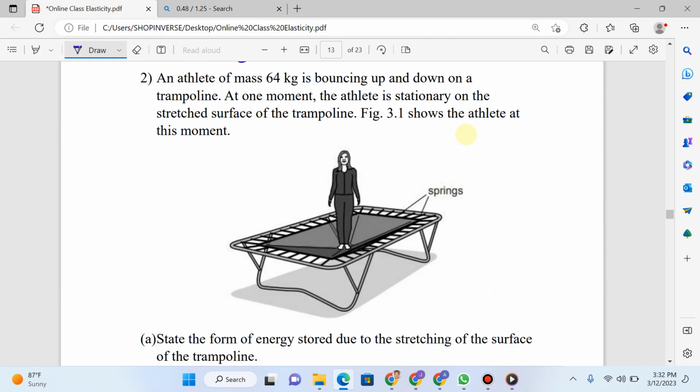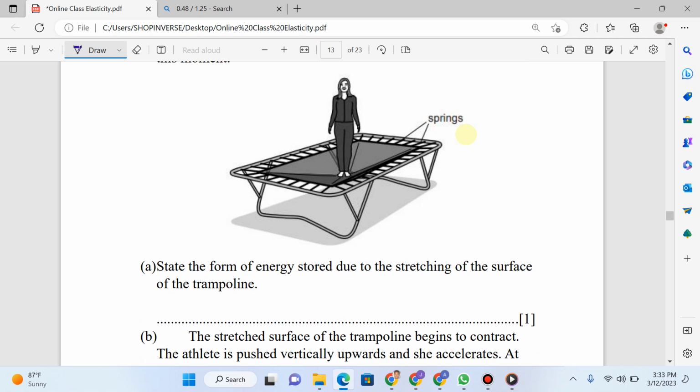Question 2. An athlete of mass 64 kg is bouncing up and down on a trampoline. At one moment, the athlete is stationary on the stretched surface of the trampoline. Figure 3.1 shows the athlete at this moment. State the form of energy stored due to the stretching of the surface of the trampoline. What form of energy is possessed by this elastic trampoline?